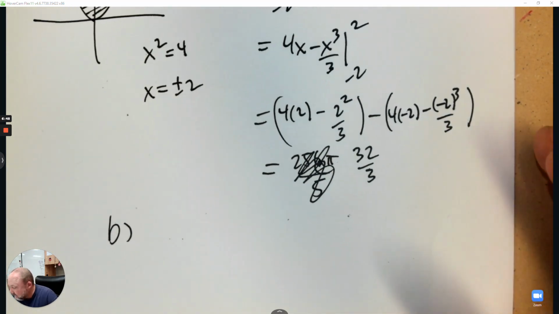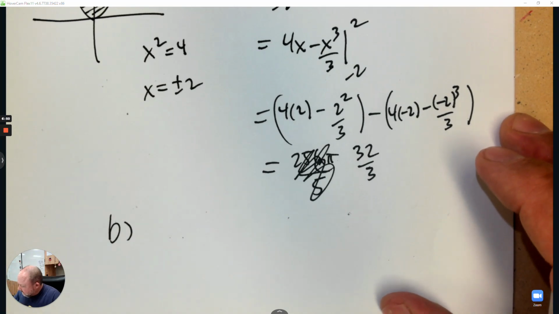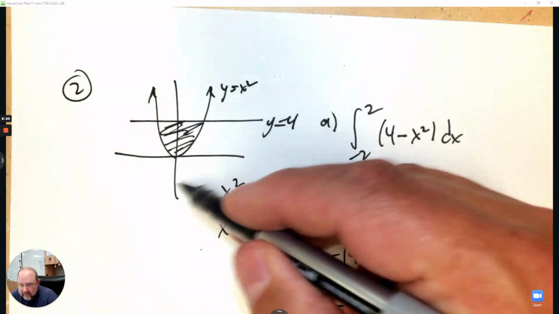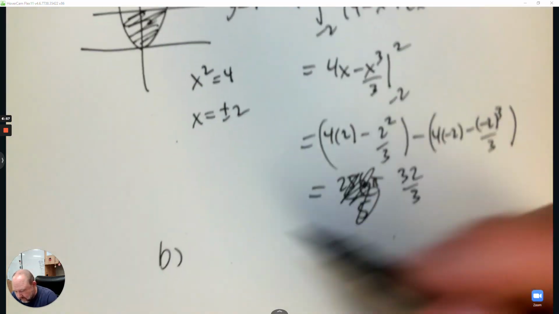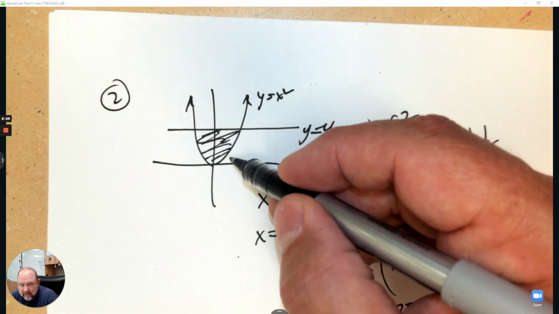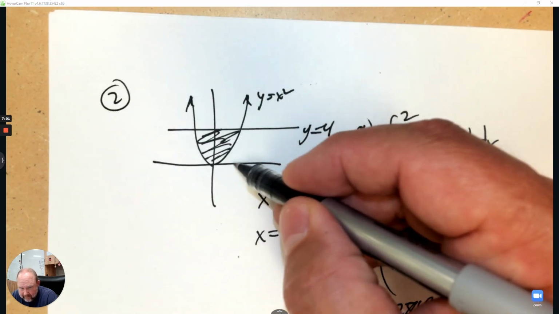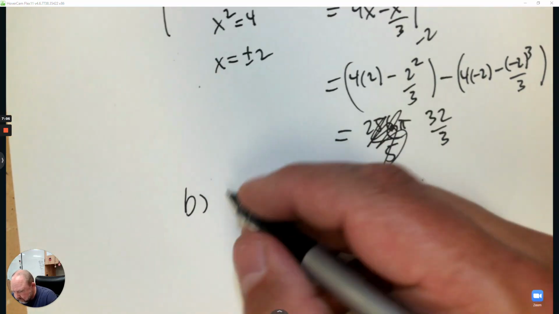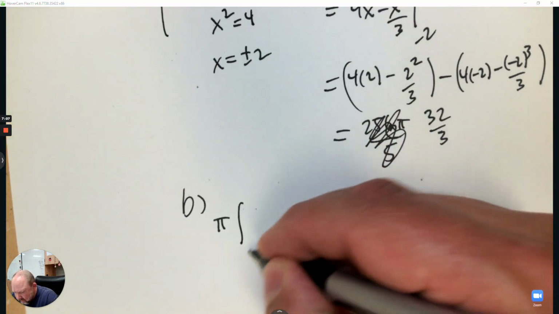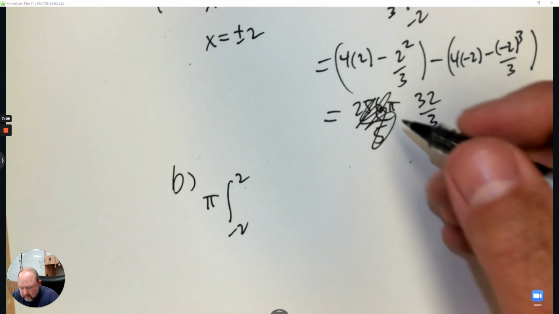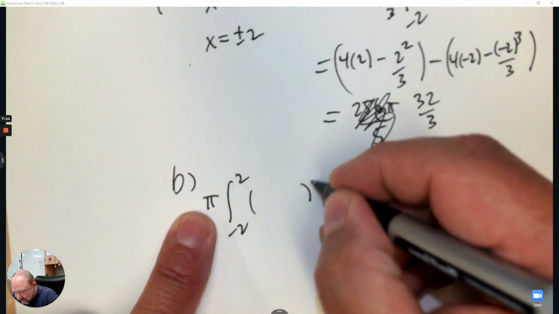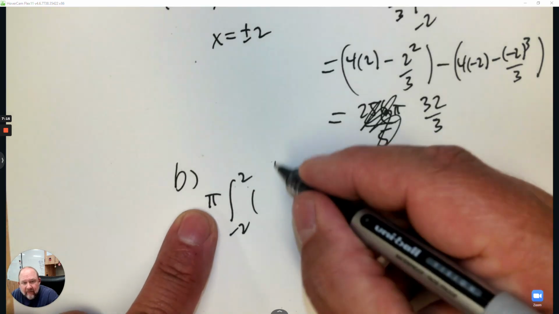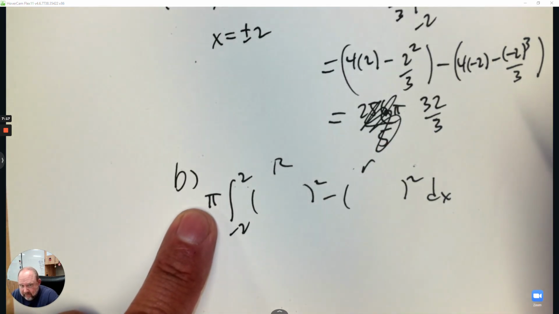All right, next one. Find the volume if you rotate it around the x-axis. If you rotate this around the x-axis, that creates a circle. Is there a space between the curve and the x-axis? Yes. So that means it's a washer, which means there are two radii. So we're still integrating from negative 2 to 2. Two circles, so pi r squared minus pi r squared.